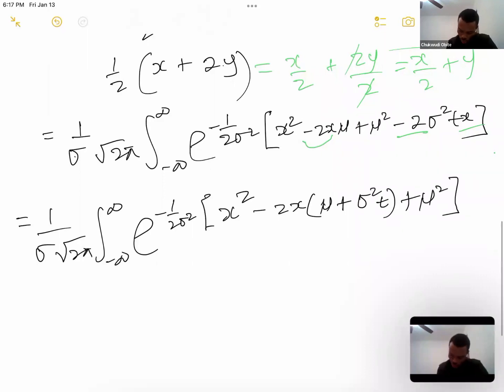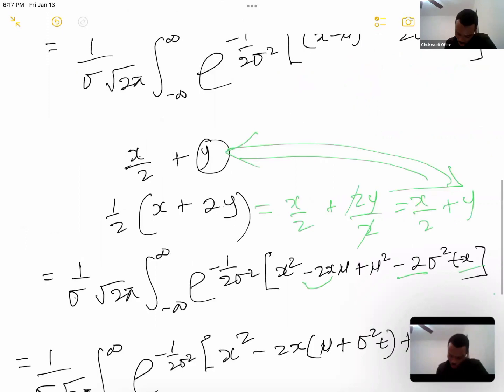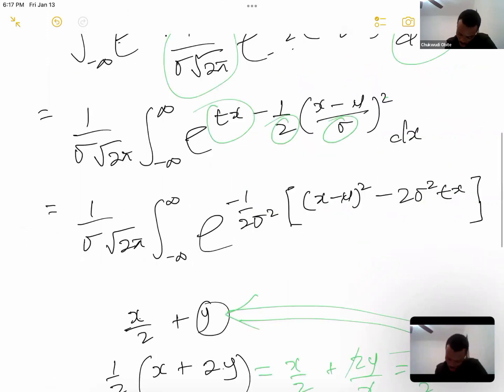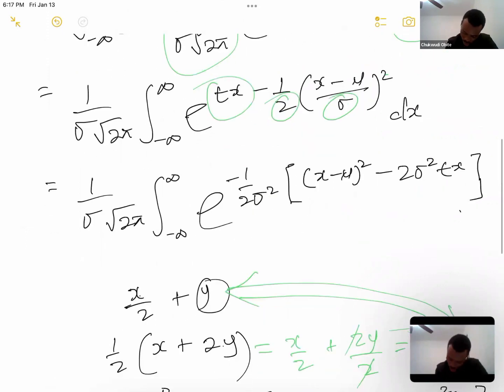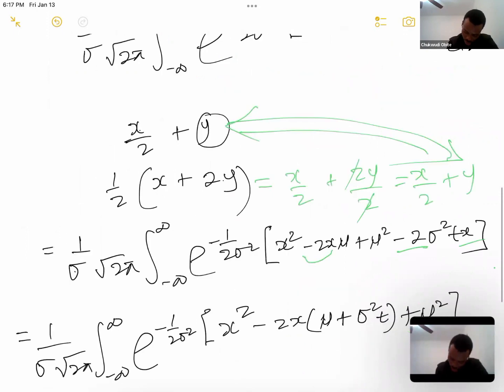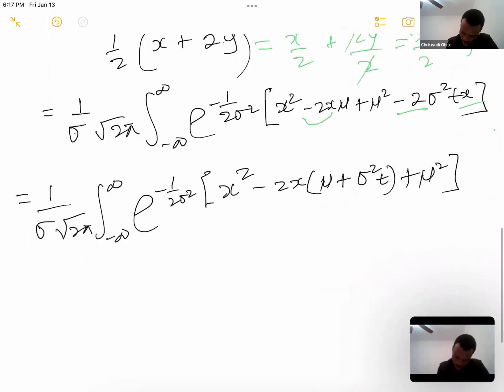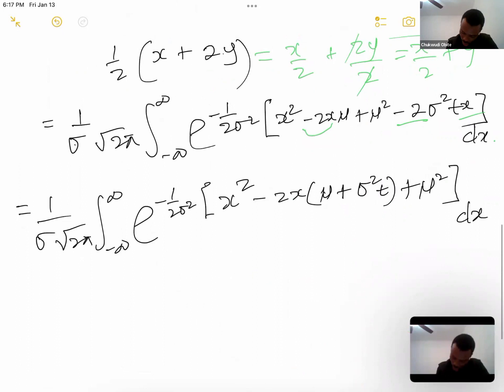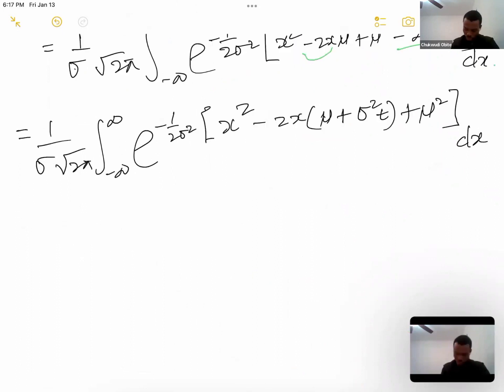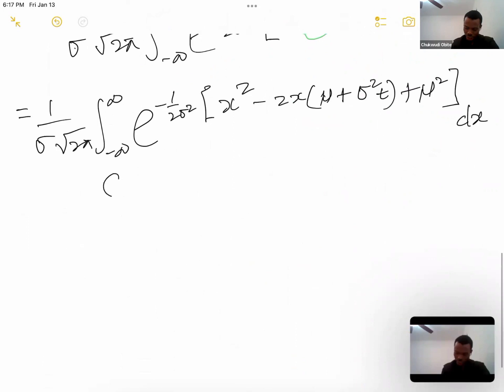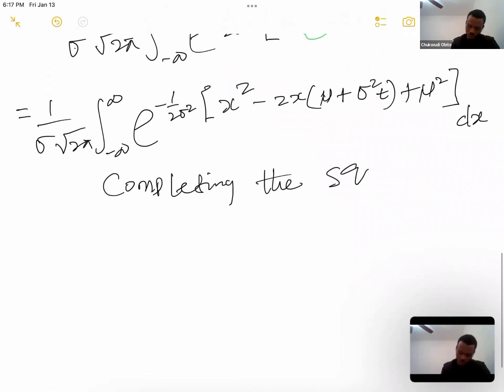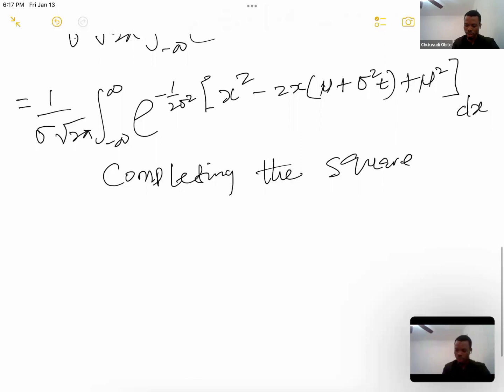Oh, I skipped the x here, the x. I can apply what we call completing the square. So applying the completing the square method. Let me call this equation 1.